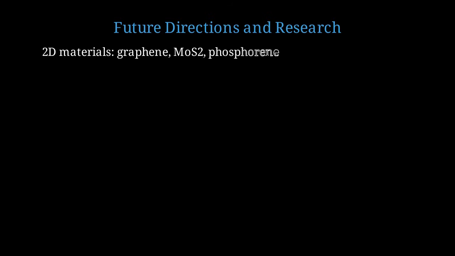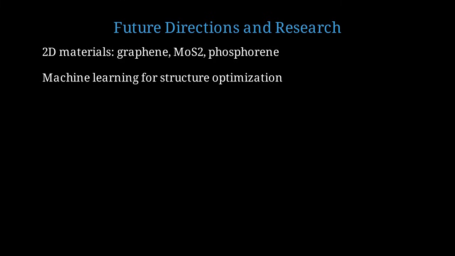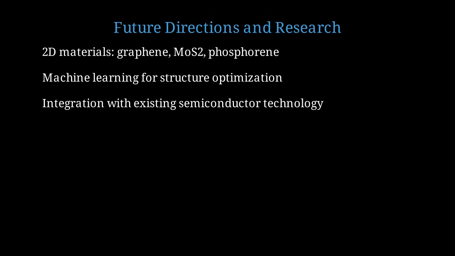What does the future hold for thermal rectifiers and phononic devices? Two-dimensional materials like graphene, molybdenum disulfide, and phosphorene offer new possibilities due to their extreme thinness and tunable properties. Researchers are using machine learning to optimize the complex geometries and material combinations needed for maximum rectification. A key goal is integrating thermal rectifiers with existing CMOS semiconductor manufacturing processes.